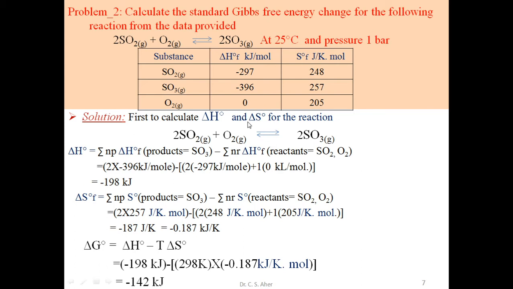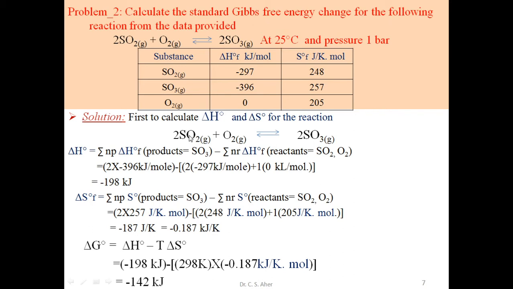The second term is delta S0 for this reaction. Same formula, but instead of enthalpy we put the entropy values, and for these values we require the third column, the entropy values of each substance and reactant. Again there is one product present in 2 moles, so 2 into the entropy of sulfur trioxide. This is the sulfur trioxide product, its value is 257. Put this value 257 minus the summation of the reactants; there are 2 reactants.